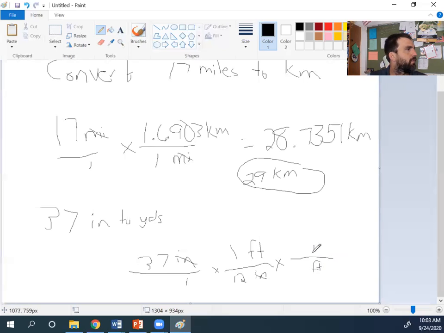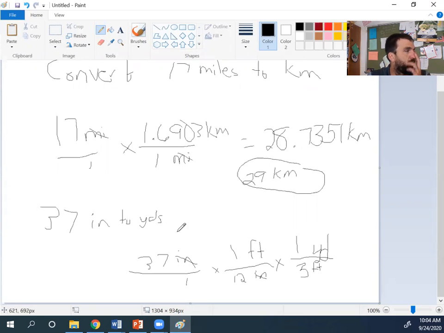What's my conversion between feet and yards? Do I know my conversion between feet and yards? 3 feet in 1 yard.